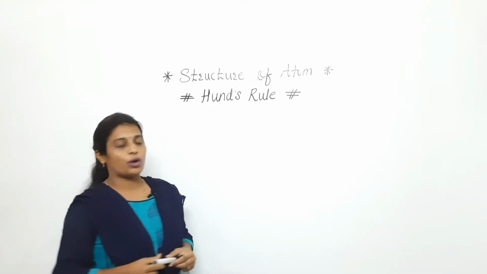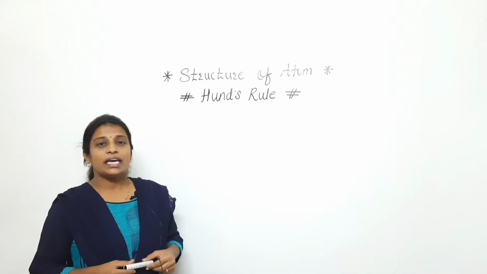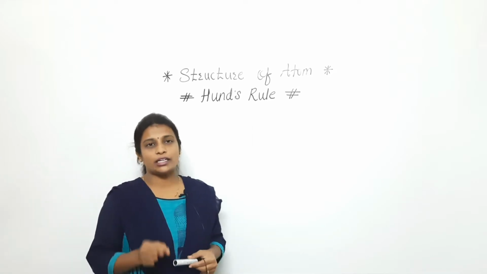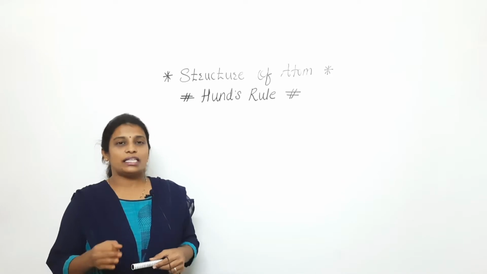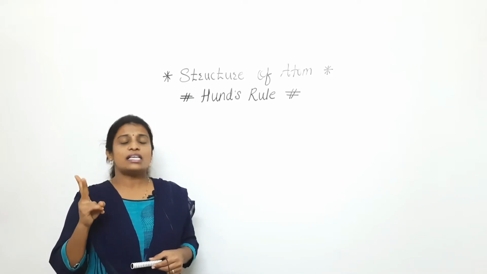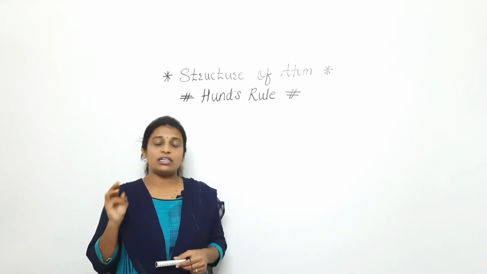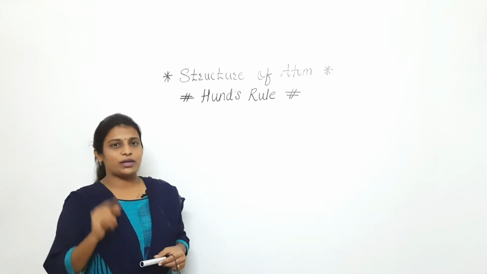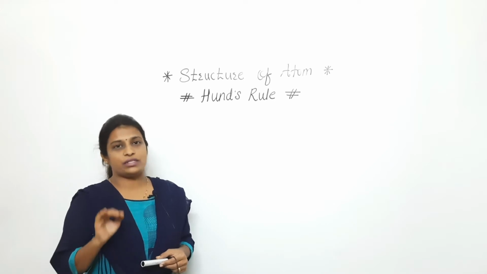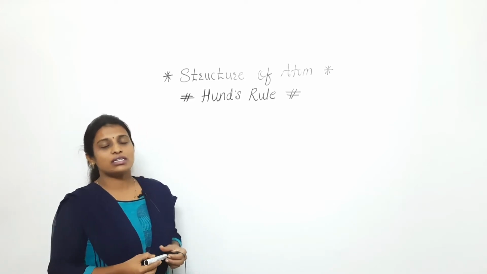So in this topic, the structure of atom, for the write-up of the electronic configuration, 3 points are very important. Which are these 3 points? First one is the Aufbau principle, second one is Hund's rule, and third one is Pauli's exclusion principle. Out of these 3, we have completed the first one, the Aufbau principle. Now it's time to discuss Hund's rule.